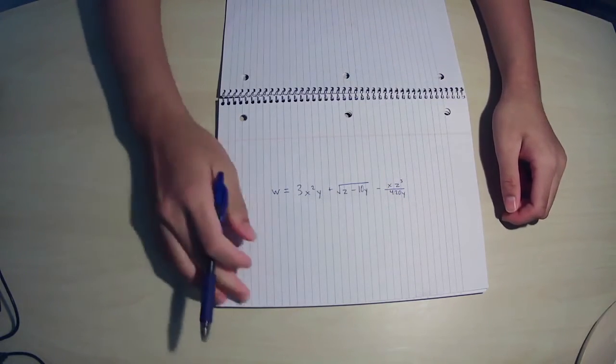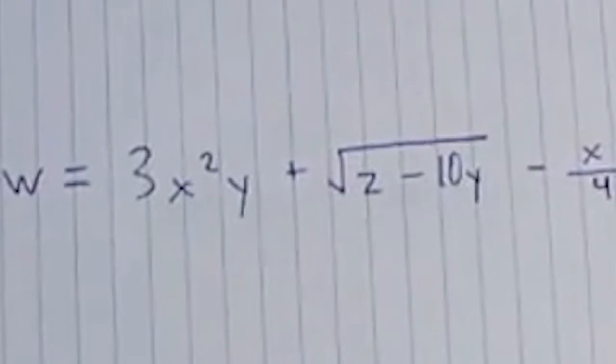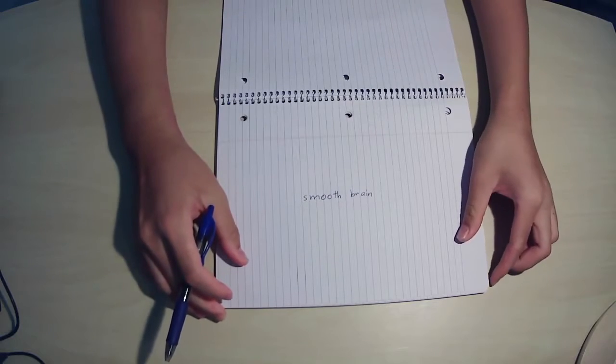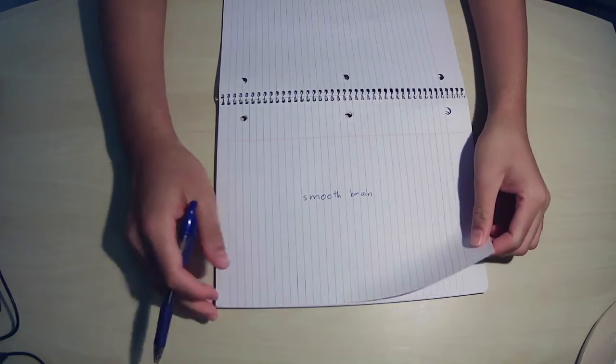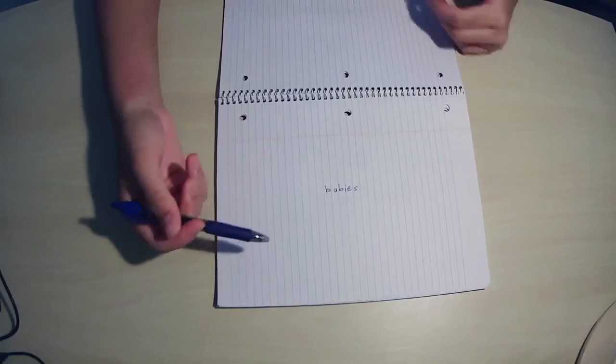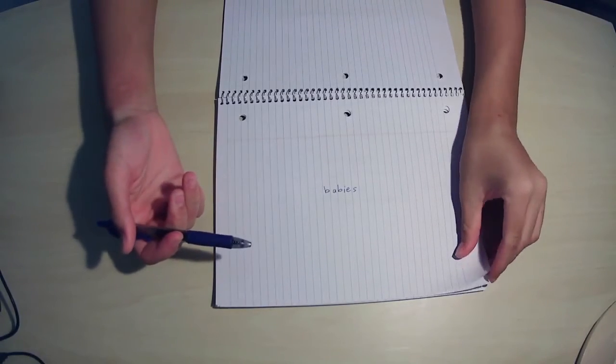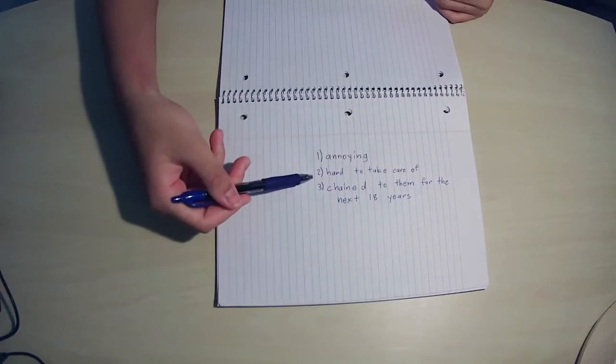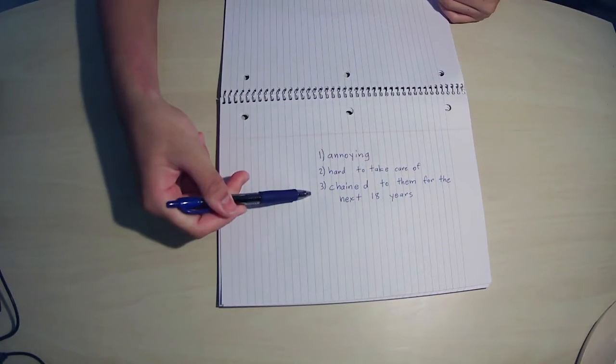Now, I know these look complicated to you simple-minded creatures, so I will make an analogy that will surely help you understand. Babies. Why babies, you ask? Well, they're annoying, they're hard to take care of, and you are chained to them for the next 18 years.